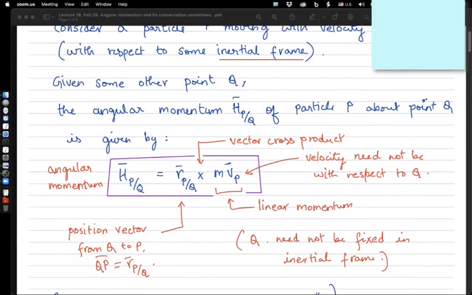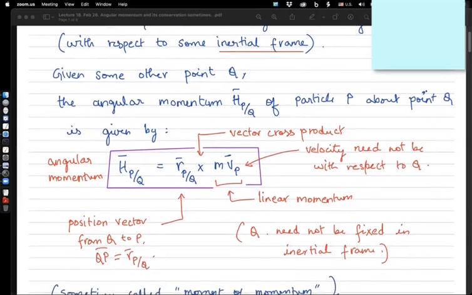For this definition to be true, Q need not be fixed in an inertial frame. And this Vp is actually just the velocity of point P. It's not necessarily the velocity of point P relative to Q or anything like that. It's just the velocity of point P in some inertial frame, relative to Earth or whatever your inertial frame is for that particular problem. Okay, so that's the definition of the angular momentum.